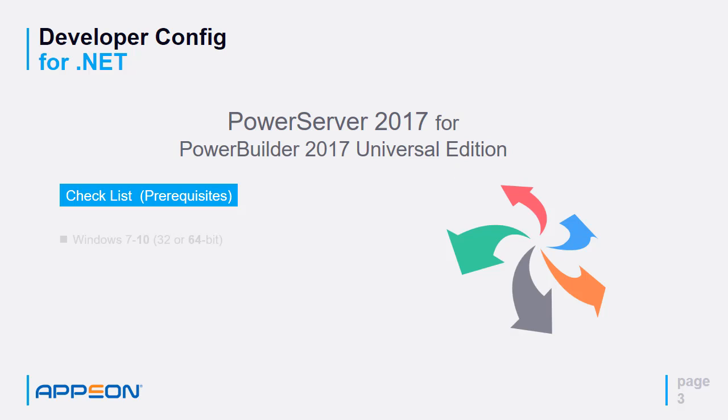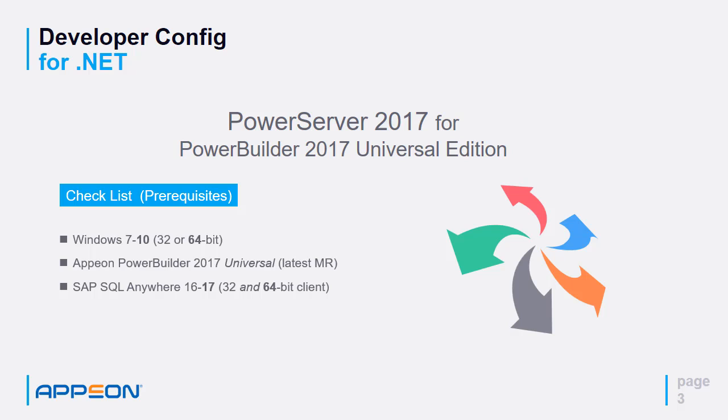The prerequisites checklist is: you need a version of Windows from version 7 to 10, either 32 or 64-bit. For this video, I'm using Windows 10 Fall Creators Edition. You'll need Appeon PowerBuilder 2017 Universal Edition and the latest maintenance release, at least maintenance release version 2, which creates an update to PowerBuilder 2017 to interact properly with PowerServer 2017. SAP SQL Anywhere version 16 or 17, and again either the 32 or 64-bit client must be installed. Note that SQL Anywhere Developer Edition is free and downloadable from the SAP website.